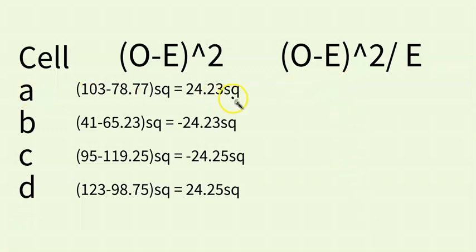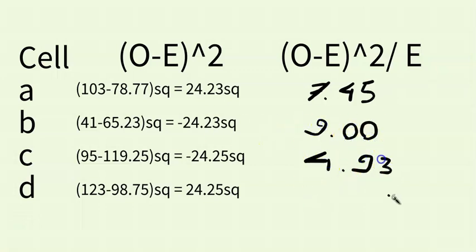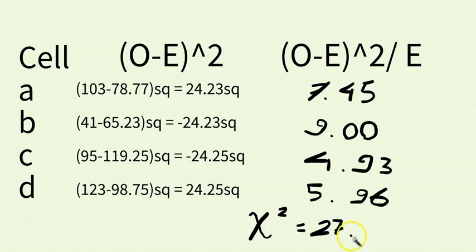For cell A here, the observed minus expected squared divided by expected would be 7.45. And this gives us a total chi-squared value of 27.34.